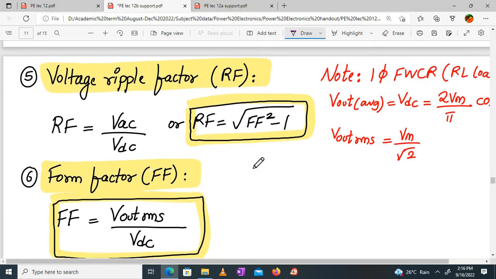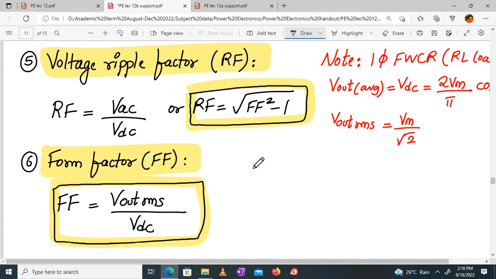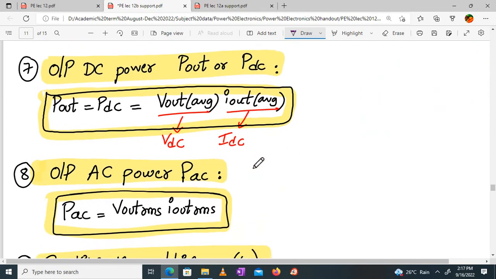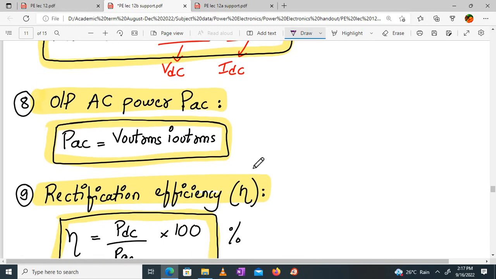Completed? Now, output DC power. Write down quickly. V out average into I out average. P DC or P out? I out average into I out, R out average into, V out average into I out average. Output AC power, V out RMS into I out RMS.